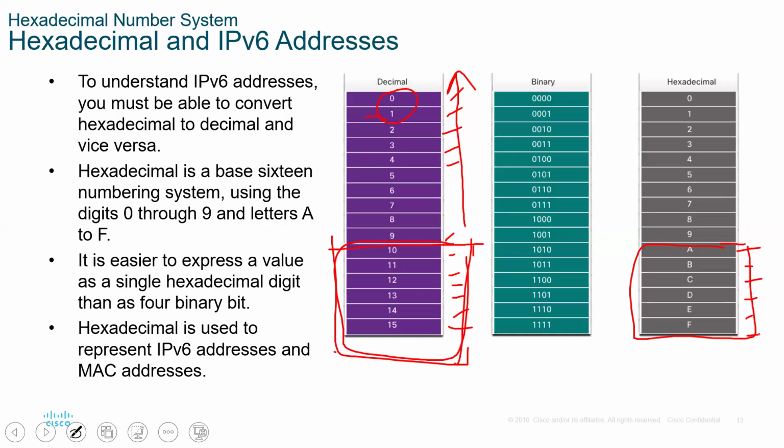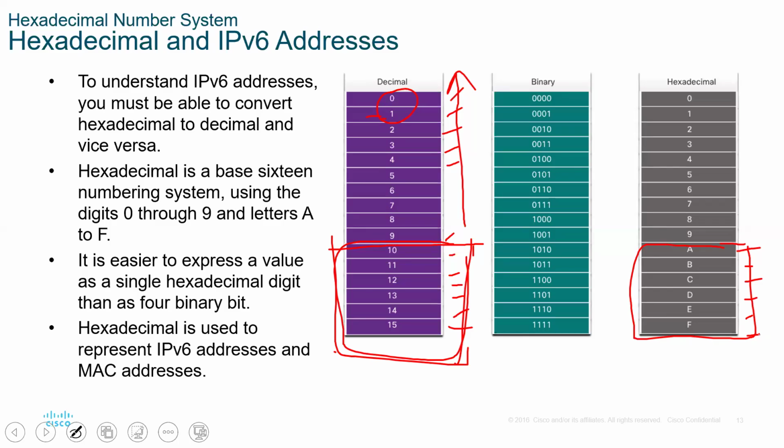So in other words, the value of A in hexadecimal is 10. The value of B in hexadecimal is 11. The value of C is 12. The value of D is 13. The value of E is 14, and the value of F is 15. So generally, that is how hexadecimals are represented. So you can still convert them to binary.